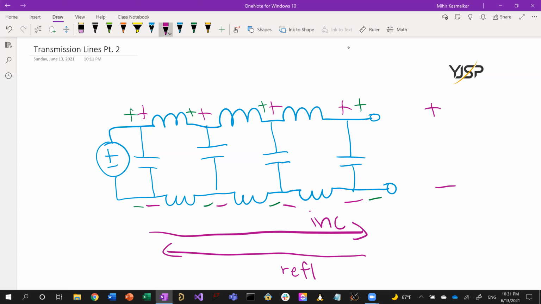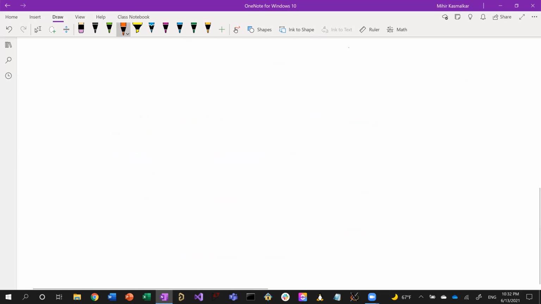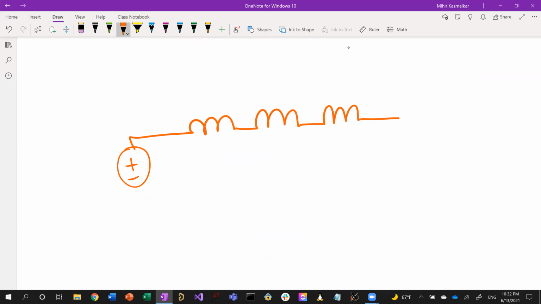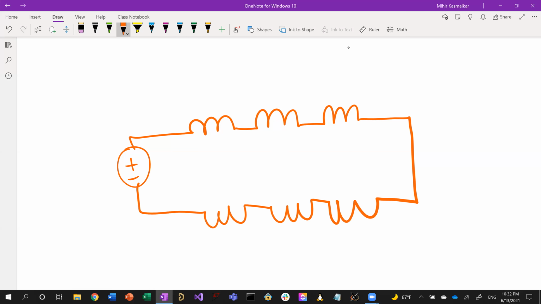So after you have this initial incident wave and then the reflected wave propagating on a transmission line, that is what you see. What if these were shorted to each other? What if you had a transmission line where you have your distributed inductance and there's a short, and then just draw the rest of the line.